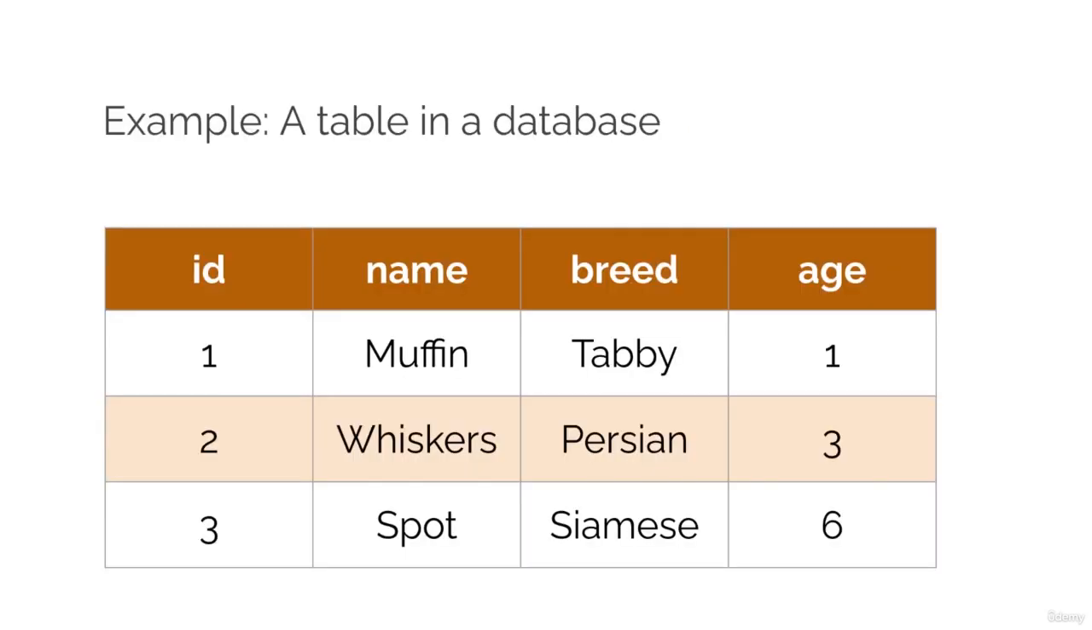Here's an example of a table in a database. We have the table structure with ID, name, breed, and age. We have entries: ID 1, Muffin, Tabby, 1; ID 2, Whiskers, Persian, 3; and ID 3, Spot, Siamese, 6. The database name that is the origin of this table would be called animals. Of course, it could be called something else, but this is just one example.